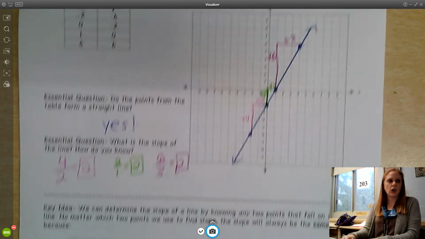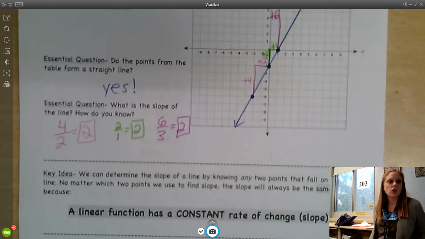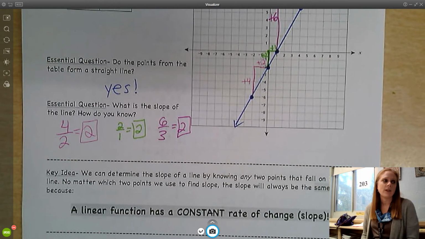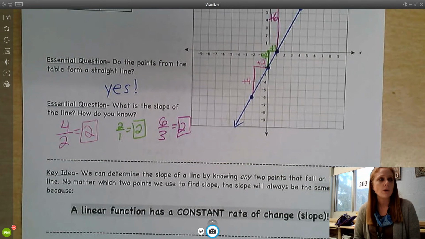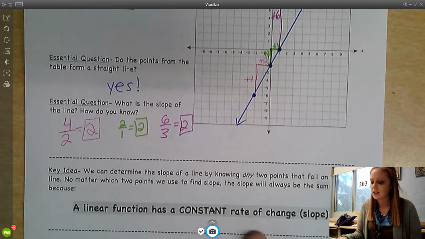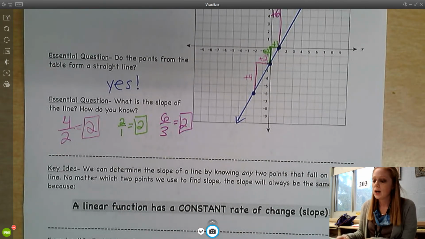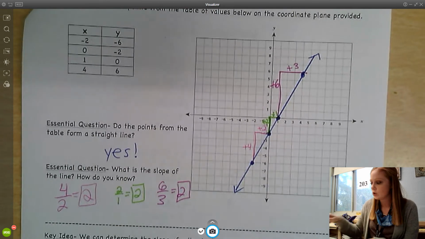So if you look at our key idea, we can determine the slope of a line by knowing any 2 points that fall on the line. No matter which 2 points we use to find slope, the slope will always be the same because a linear function has a constant rate of change, a constant slope, no matter which 2 points you go between.